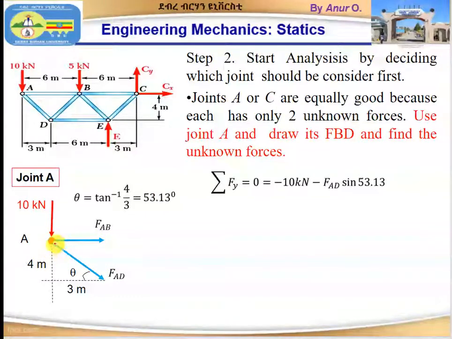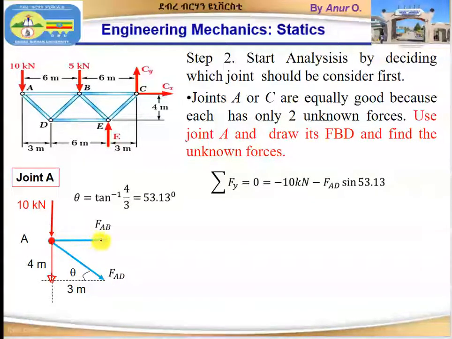Therefore by applying equilibrium equation in the y direction at joint A we can determine the forces. Summation of force along the y is equal to 0 እንበል። Therefore minus 10 kN downward አለ። ሌላ ደግሞ ይሄ force, force FAD resolve ስናደርገው ወደዚህ resolve ስናደርገው ምን ይወስዳል? FAD sin 53.13. Therefore ለምንድን ነው negative ያልኩት?